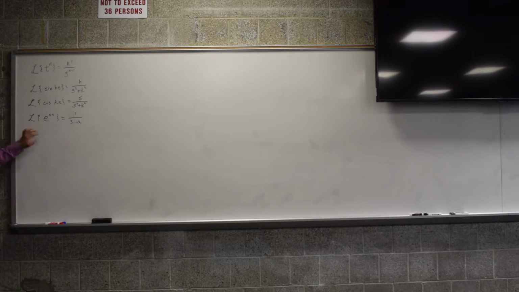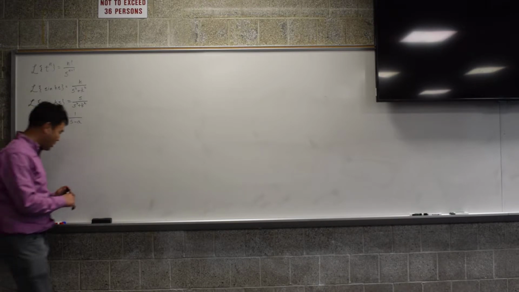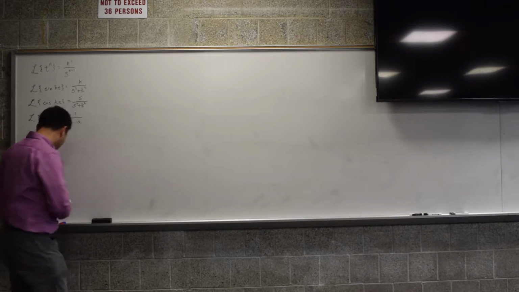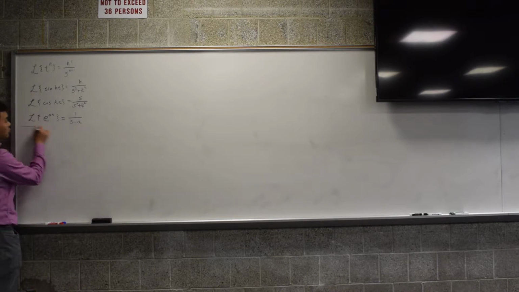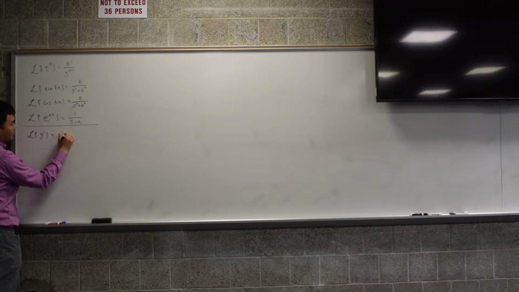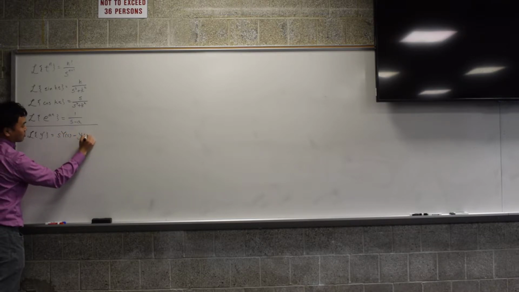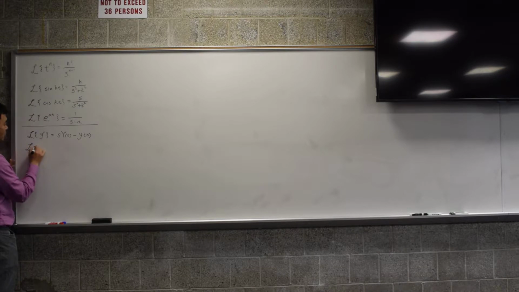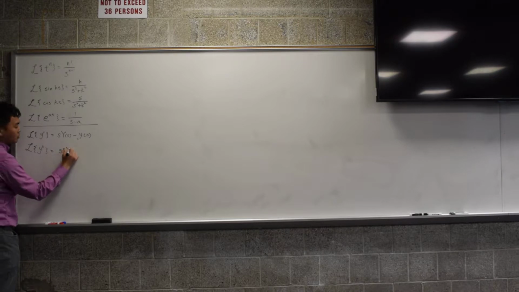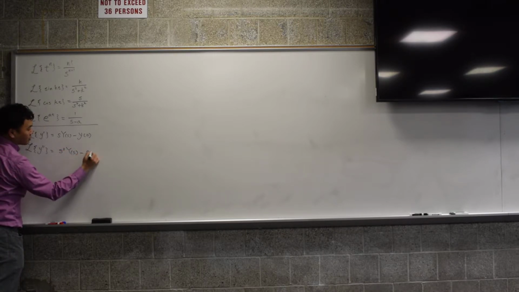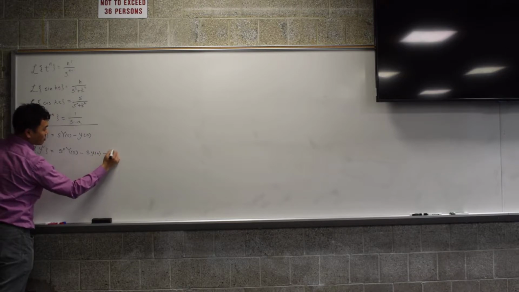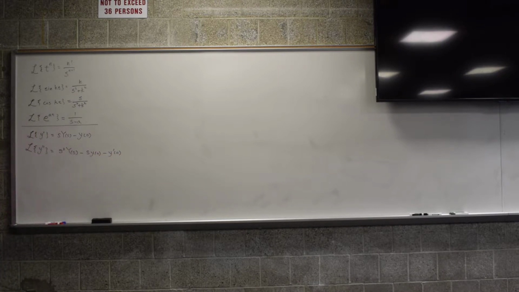And then there's another one with e to the at times sine kt, but we wouldn't need it today, so let me just try to use these. Oh, and by the way, the other important part was, if you take the Laplace transform of a derivative, it's s times y of s minus y of 0. Okay? And if you take the Laplace transform of the second derivative, it's s squared y of s minus s times y of 0 minus y prime of 0. Okay?